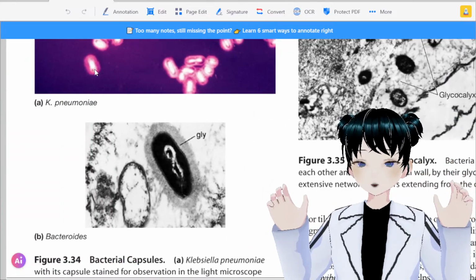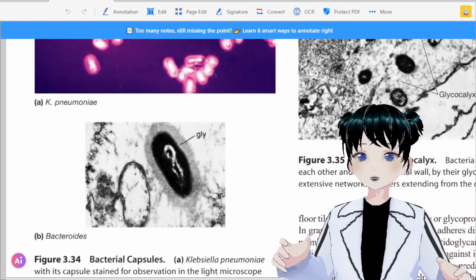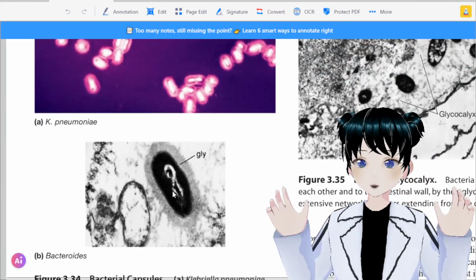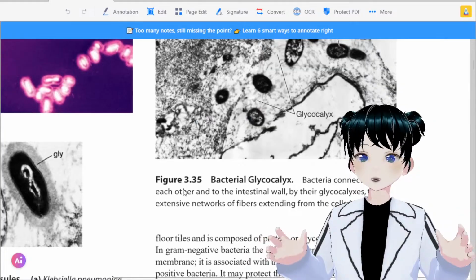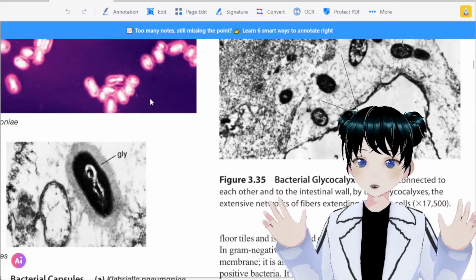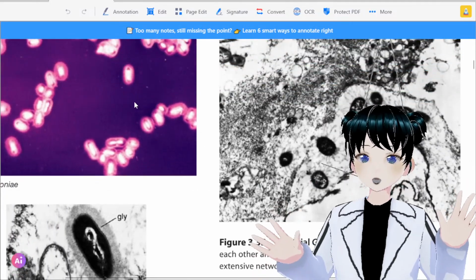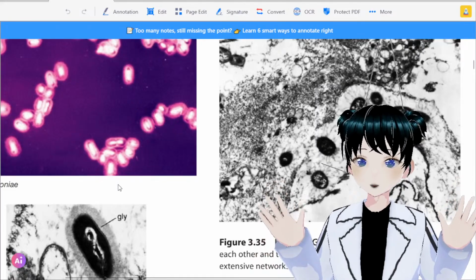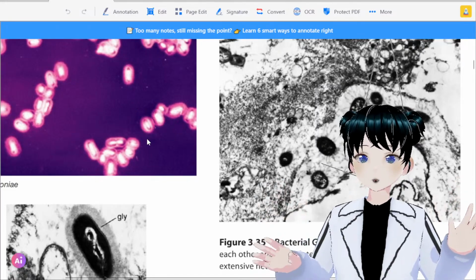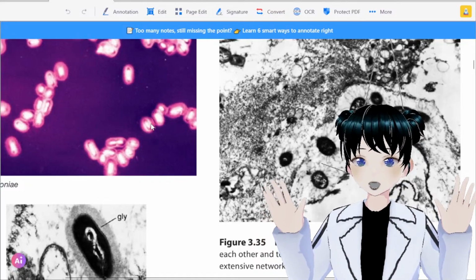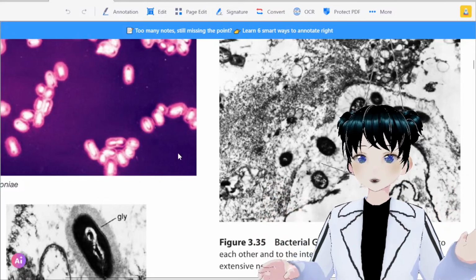Okay, so this is of pneumonia and this is bacteroides. I think this one is stained differently, right? That one is different. Oh, so that's dark field microscopy. This is light field microscopy. And this is fluorescent dye, meaning it is emitting light, as you can see.